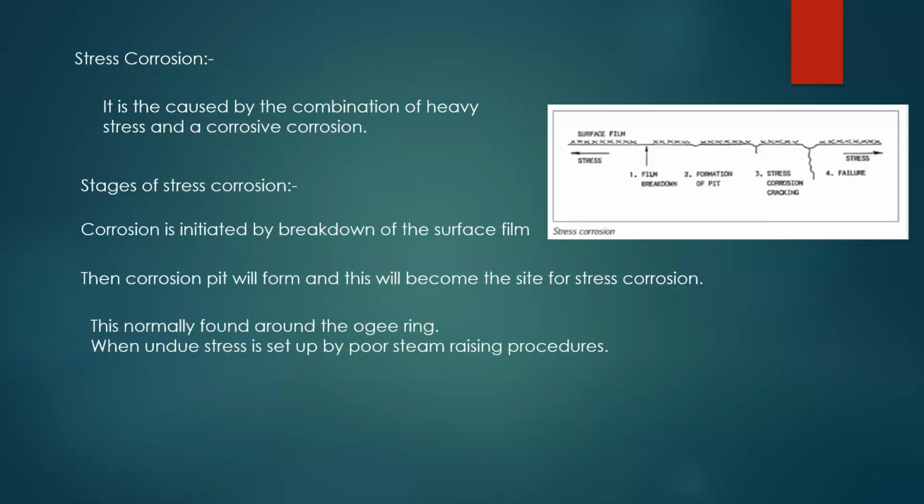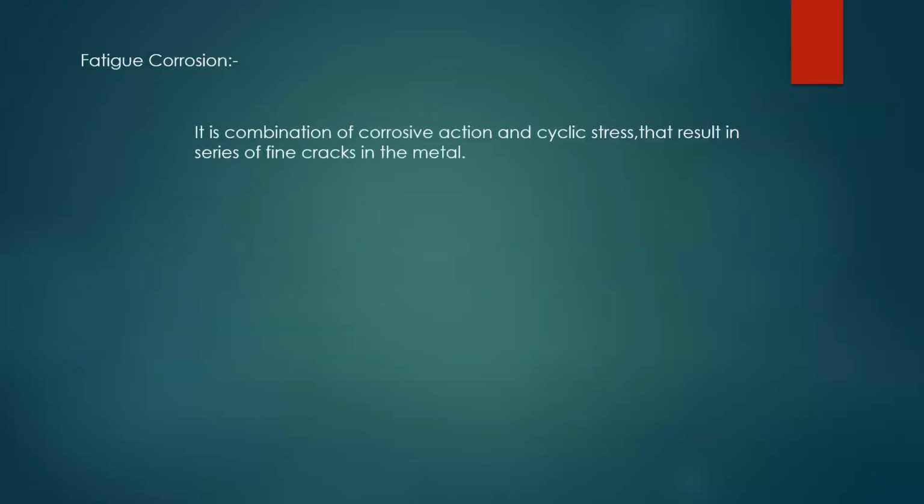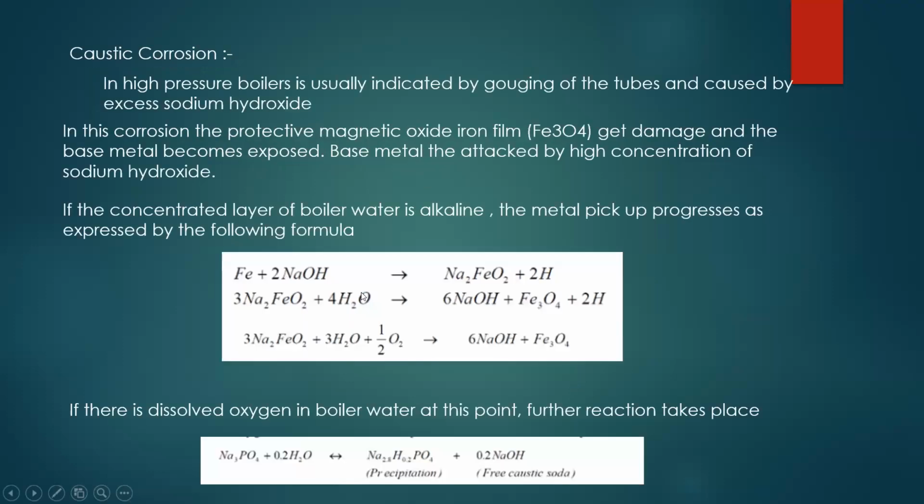Next is fatigue corrosion. What does fatigue corrosion mean? It is where fatigue occurs between two surfaces due to cyclic loading and continuously changing pressure. So it is the combination of corrosive action and cyclic stress. Fatigue is only cyclic stress, and corrosion is corrosion. The combination of corrosive action and cyclic stress results in a series of fine cracks in the metal, which is known as fatigue corrosion.